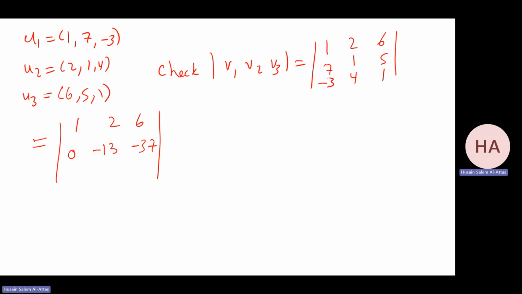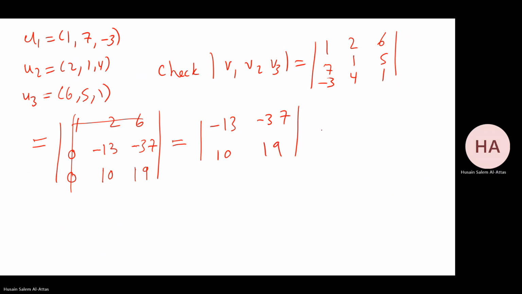Now multiply by 3 and add, that will be 0. By 3 and add, 2 times 3 is 6, 10. By 3 and add, 19. Okay, so now I'll do the expansion. I'll cancel this with this. So we have this determinant, which is minus 13 times 19 plus 370.